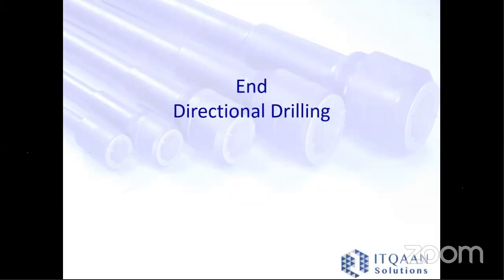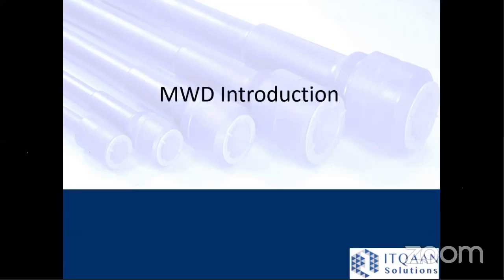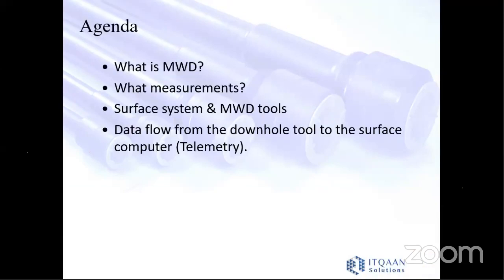So this is the end of the first part, directional drilling. Now we will go to the MWD, because in directional drilling in general, we need tools that give us the survey, that give us our location. We are using MWD, so I'm going to go quickly through it. I will talk about what MWD is, what kind of measurements it provides, the system we are using, and the data flow from the downhole tool to the surface computer.